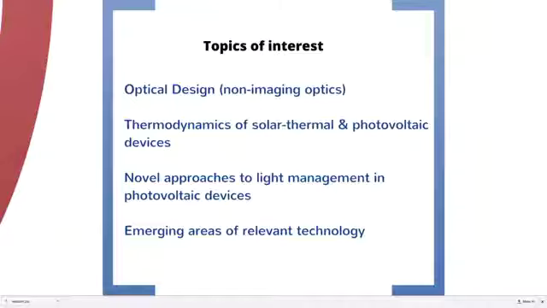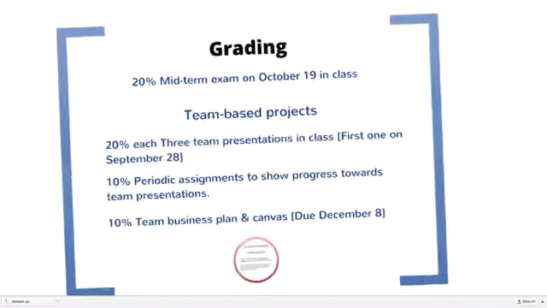Then we'll talk about some emerging areas of relevant technologies, which I will mention as we go along. Some of this is related to some research in my lab, which I'm biased towards, but we'll also mention some other things that are going on. Okay, so that's kind of the technical aspect of the class overview.